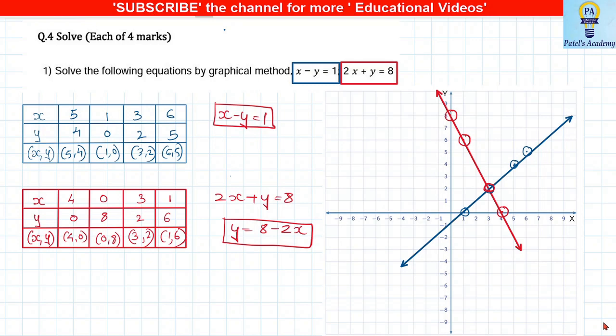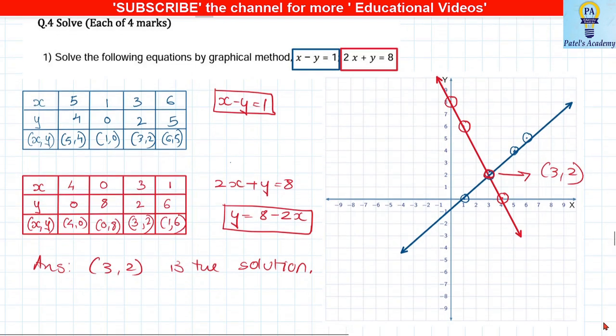Okay, and where the two lines intersect, that point is 3 comma 2. So the answer is 3 comma 2 is the solution. Okay, students, so here you can pause the video and see the calculations if you want. Okay, let's see the next one.